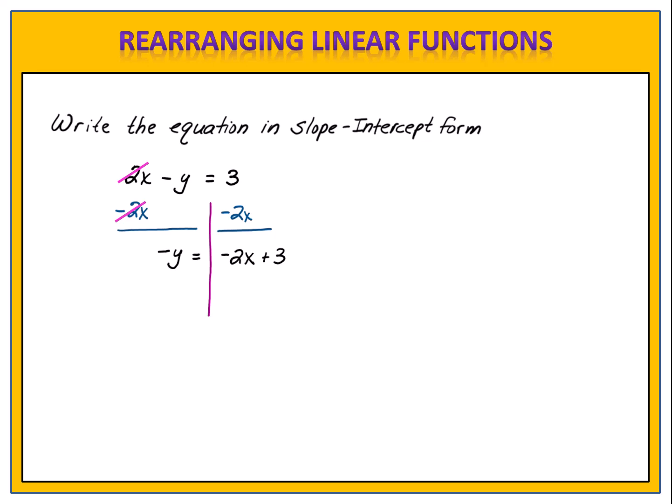But notice that the y is not alone yet. I actually have a negative y, which is the same as negative 1y. So I divide everything by negative 1. Negative y divided by negative 1 is simply y, so y equals. Negative 2x divided by negative 1 is a positive 2x. And 3 divided by negative 1 is negative 3. So y equals 2x minus 3 is the equation in slope-intercept form.